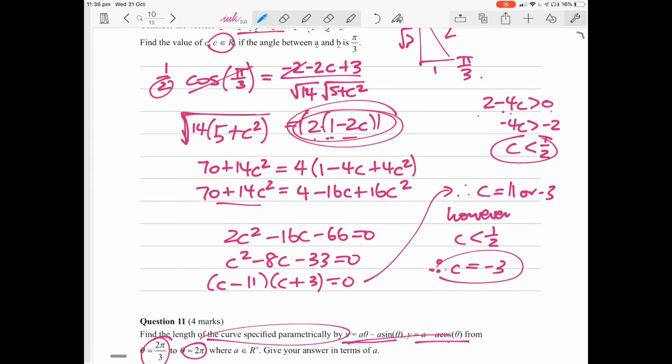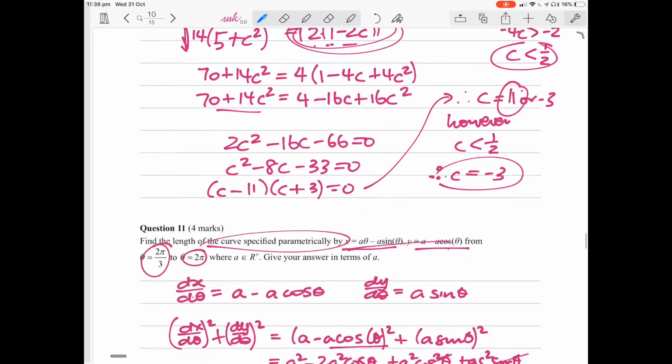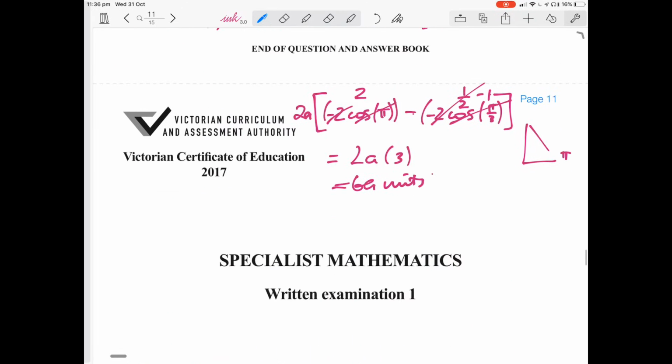If c was to equal 11, if we had 11 and put it up here, we would have negative 22 plus 1, so it's going to give you a negative value. So that angle couldn't possibly be pi on 3. Cos inverse of a negative has to be greater than 90 degrees. So that's another way you could work it out. And this one, you just got to make sure you don't stuff up anything along the way. Hopefully it helps.